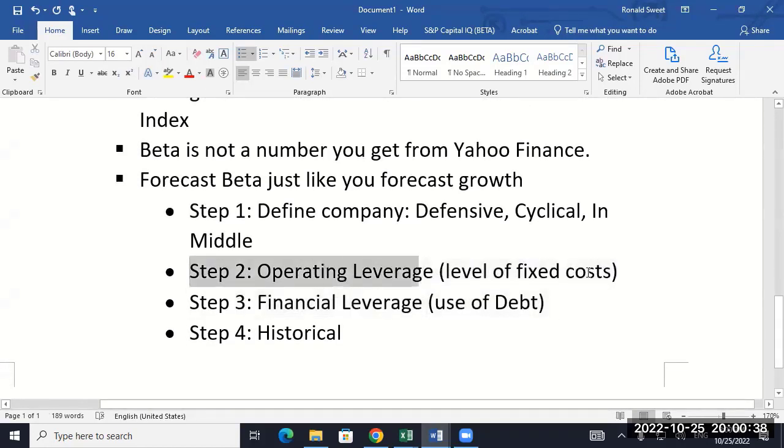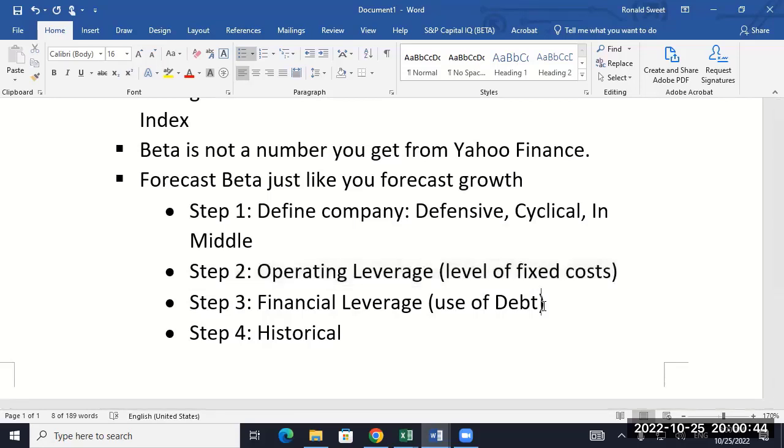I've never seen a formula for operating leverage where you can actually just plug numbers in because it's a hard number to calculate. And then what do we do in historical? I do rolling 5-year monthly. And I'll show you this.